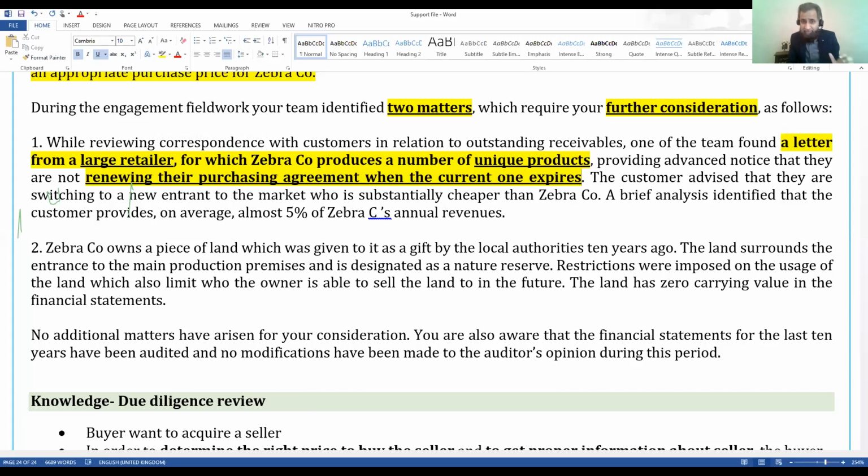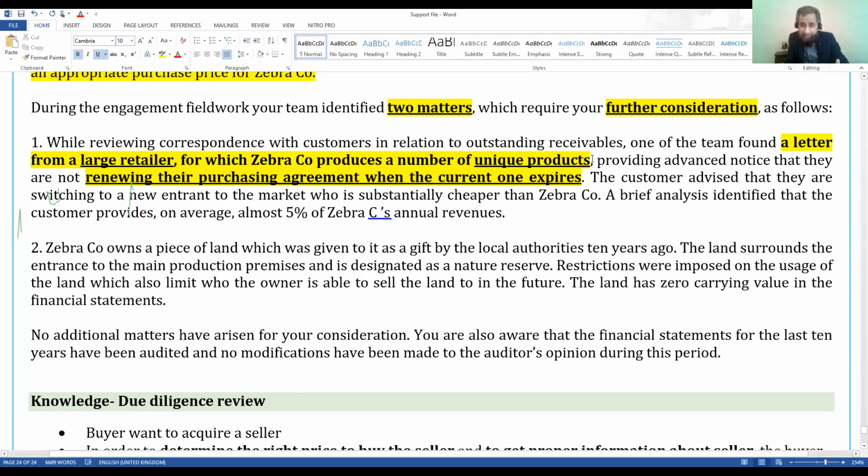Will that be affecting your sales in future? Yes. And if sales are affected, will that be affecting your operating profit forecast? Very good. Now look at these unique products.